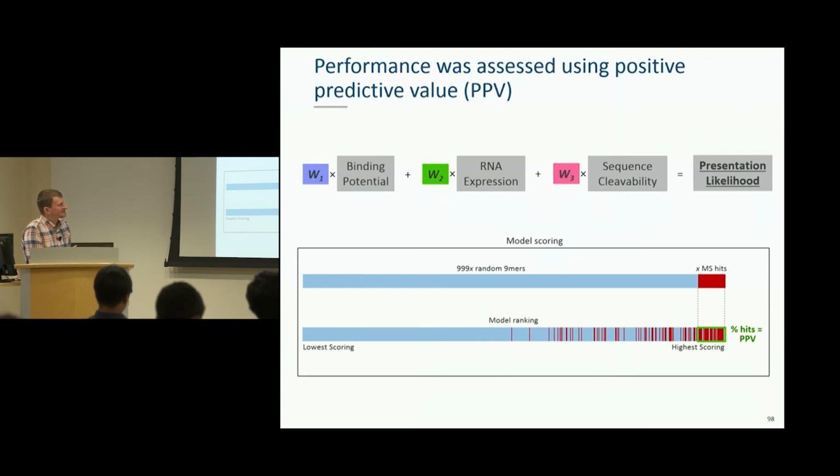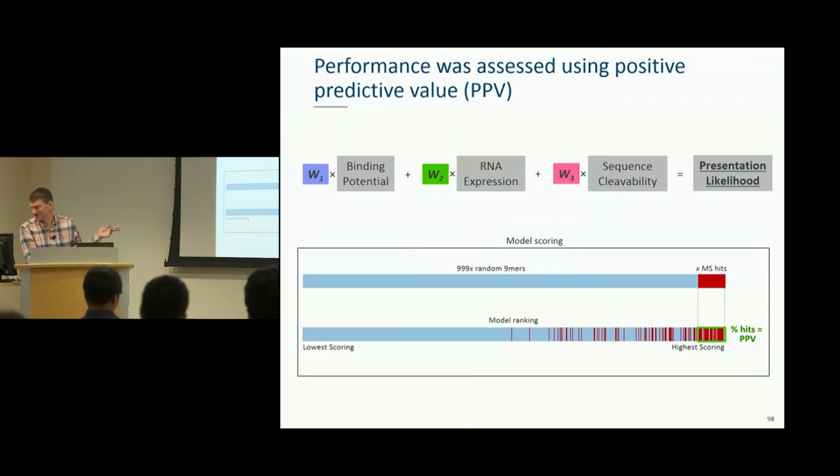And to score this, we used maybe a little bit of an unusual approach. Instead of using something like AUC, we used positive predictive value. And we set this up such that when we score, we have some number of mass spec hits, and then 999-fold that of decoy peptides. So say we have 1,000 mass spec hits in our data set, we would then spike in 999,000 random 9-mer decoys and ask our model to rank everything, and then we would see how many of the mass spec peptides fell in the top 0.1% of the rankings.